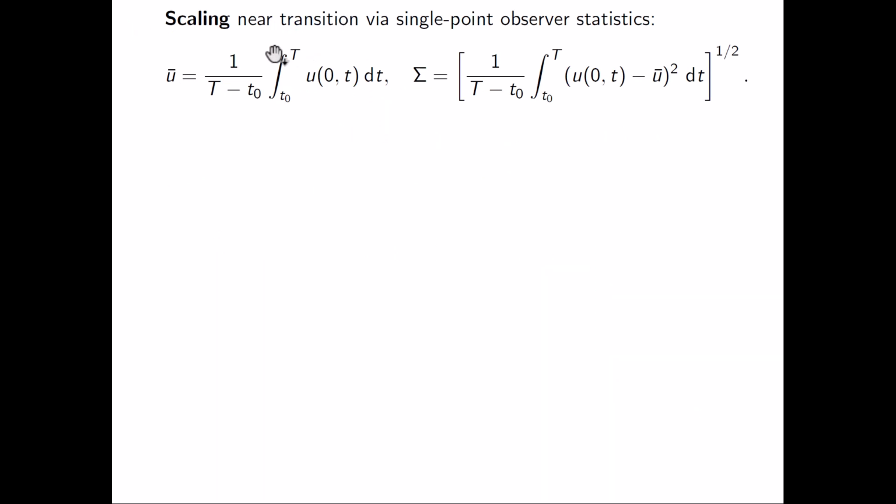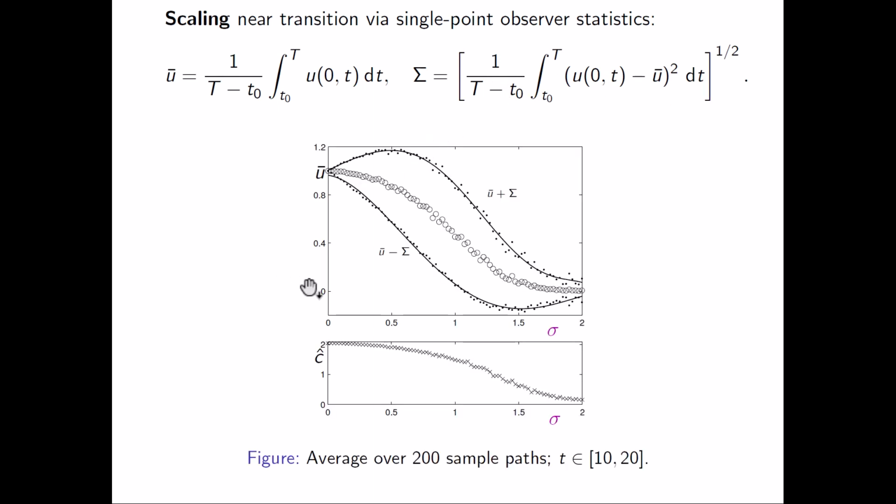And indeed, if you look at the single point observer statistics over a finite time span, so the mean and then the fluctuations around the mean, you see that if you increase the noise level, there's a change in the mean speed, but also a change in the fluctuations around the mean. If I increase the noise level, the fluctuations seem to get squashed in this simulation, if I average over many sample paths. So maybe I can use the change in the fluctuations as a warning sign for the propagation failure of this wave. So at least there's hope.